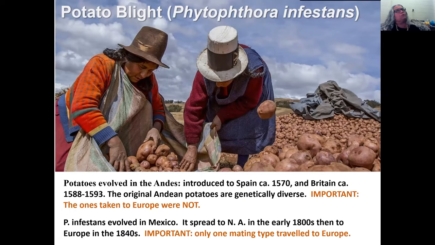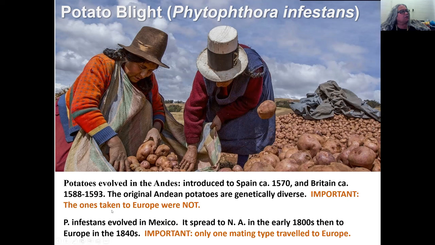Okay, perhaps the most famous of the water molds is the one that causes potato blight. Potatoes evolved in the Andes. They were introduced to Spain in 1570 and somewhat later in Britain. The original Andean potatoes were genetically diverse. This is very important. They are all different colors, all different sizes. They grew in different habitats. But when they were brought to Europe, they were no longer genetically diverse. The Europeans cultivated the biggest and sweetest ones.